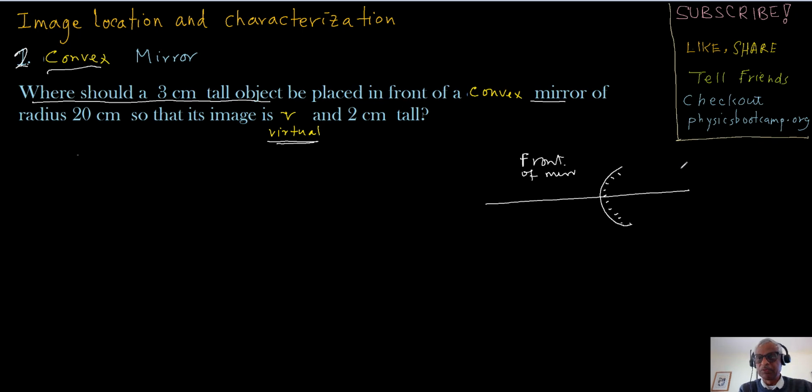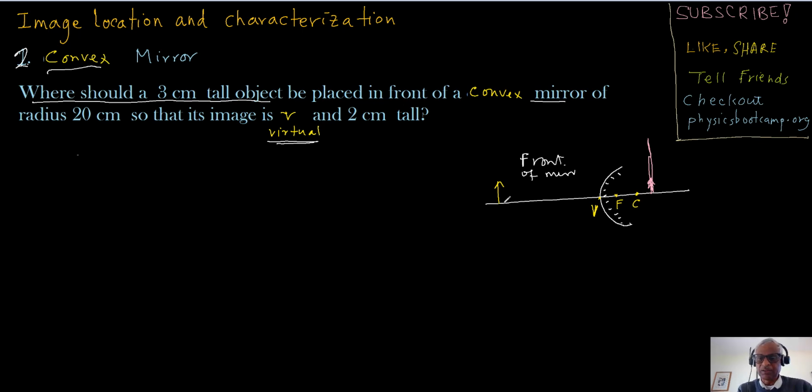So when you place an object anywhere, the image can be, so this is the center, and this is the F, and this is the vertex. So this image will be somewhere here, but this will be an enlarged image or a small image depending on where it is.